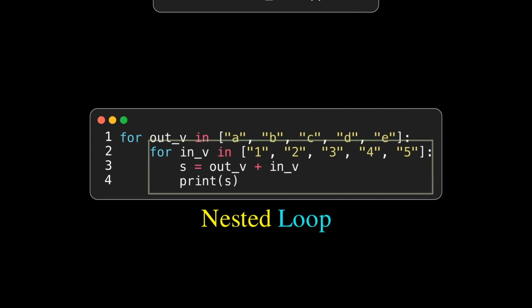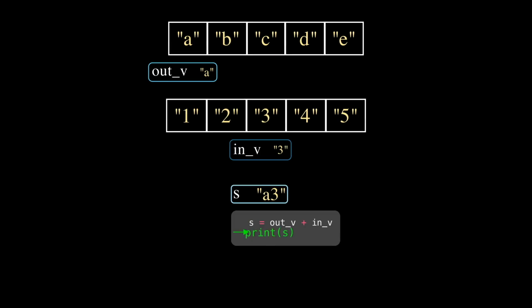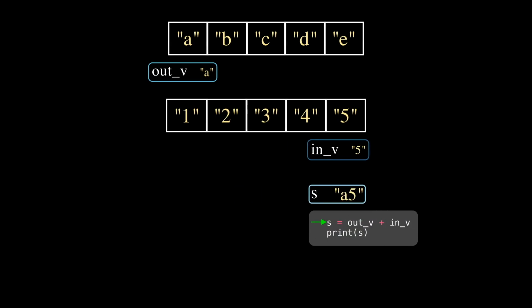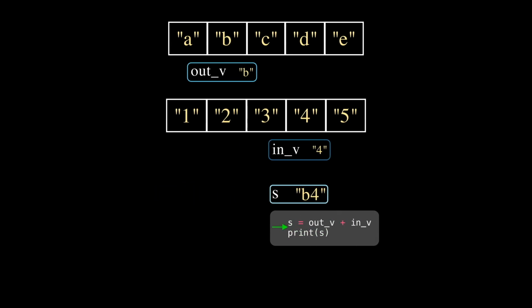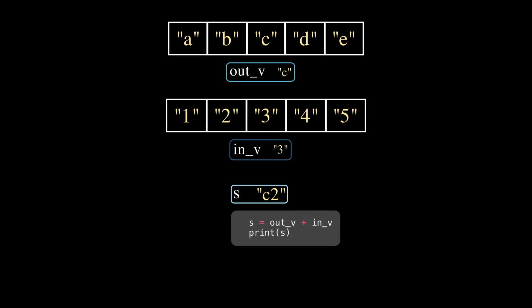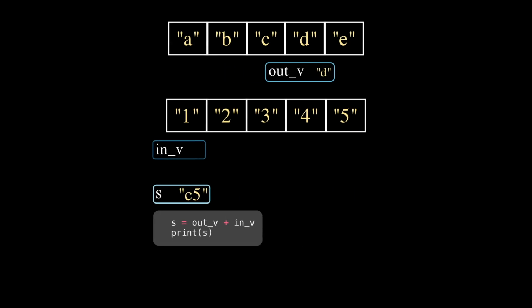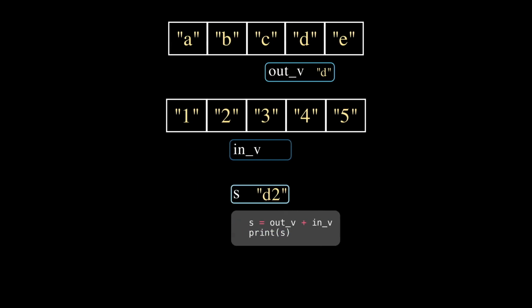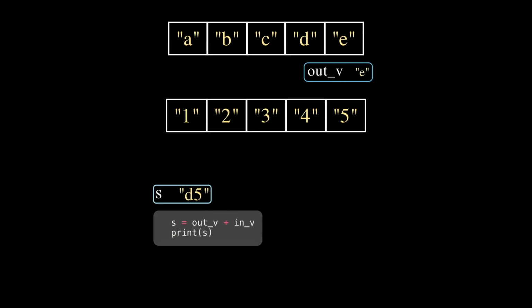So if we were to look at the output generated by the print statement here, it's going to look something like A1, A2, A3, A4, A5, B1, B2, B3, B4, B5. You kind of get the point. You also notice the value of the outer loop variable is persistent for the entire duration of the inner loop. This outer loop variable, which currently is D, is used to concatenate with every single inner loop element before it expires and advances forward to become E.